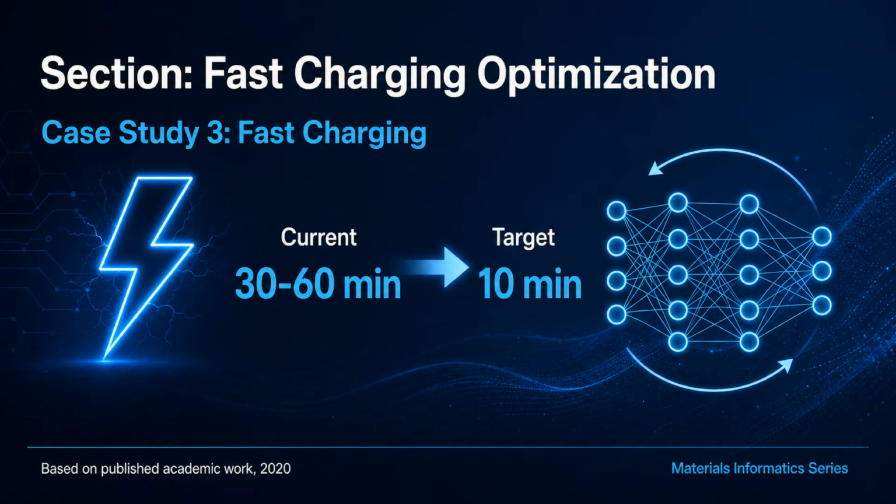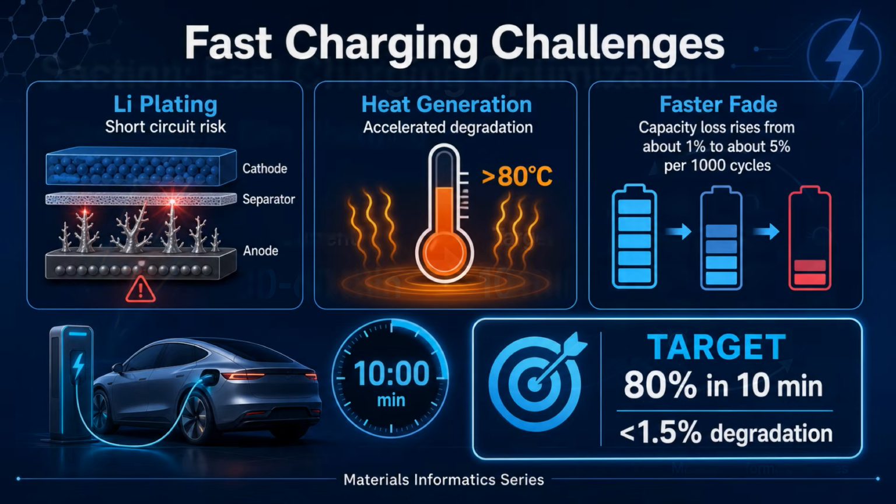Our third case study addresses one of the biggest barriers to electric vehicle adoption: charging time. Using reinforcement learning to optimize charging protocols, researchers achieved the goal of 80% charge in 10 minutes while maintaining battery health. Fast charging faces 3 major challenges.